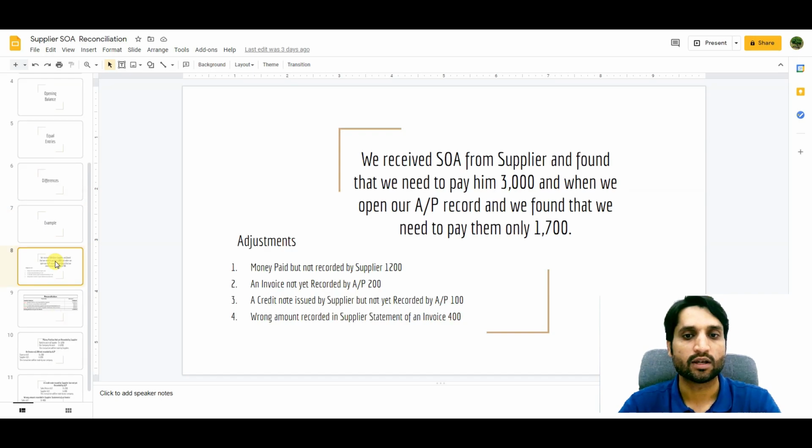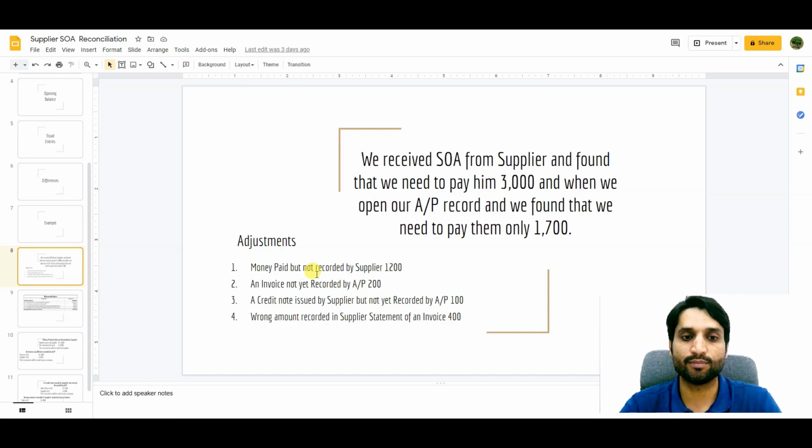Now here we have an example. We received a statement of account from the supplier and found that, according to the supplier, we need to pay him 3,000. When we open our accounts payable record, we found that we need to pay them only 1,700. So we need to see why there is a difference of 1,300. There are adjustments or differences we found in our statement and in the supplier statement.